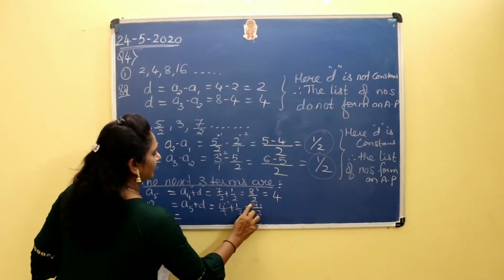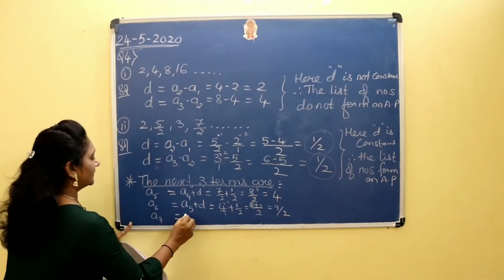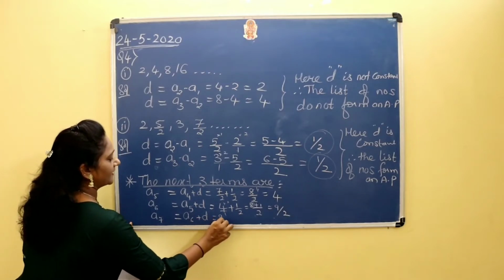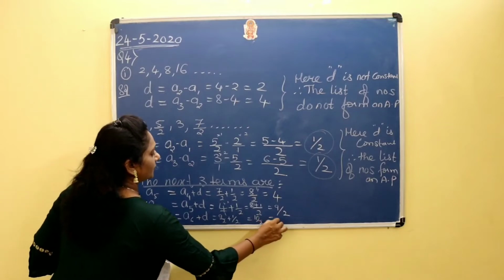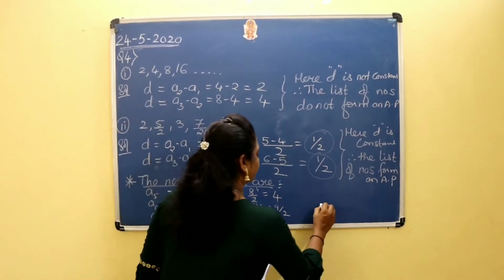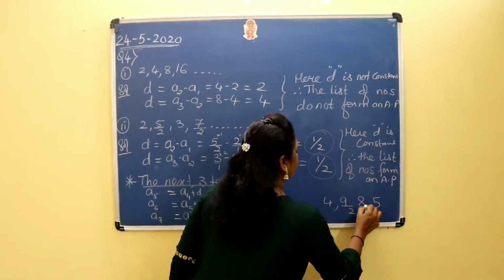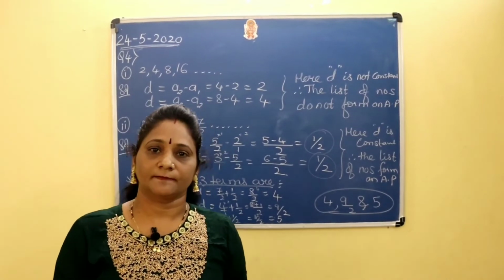8 plus 1 is 9 by 2. Then you take A6 plus D. Then it will be 9 by 2 plus 1 by 2, that is 10 by 2. You will have 5. Therefore, the next 3 numbers are 4, 9 by 2 and 5. So, these will be your next 3 numbers.